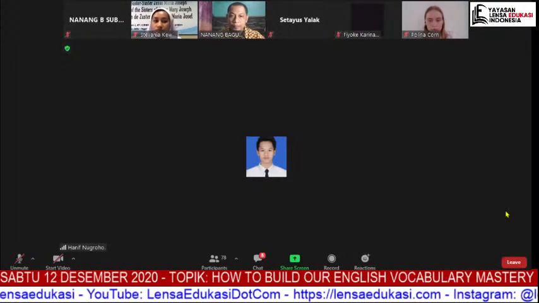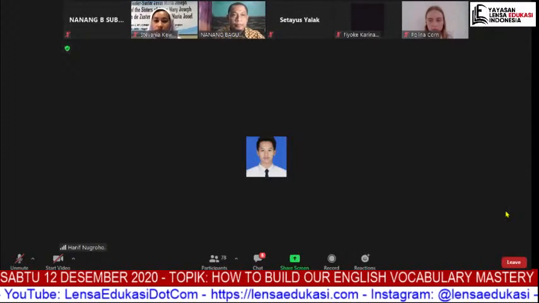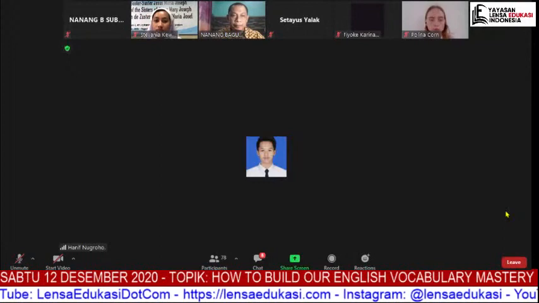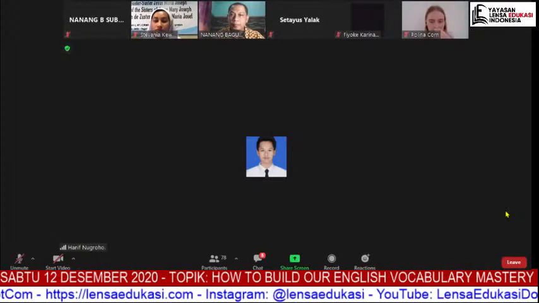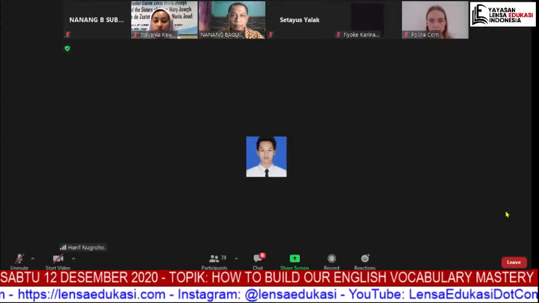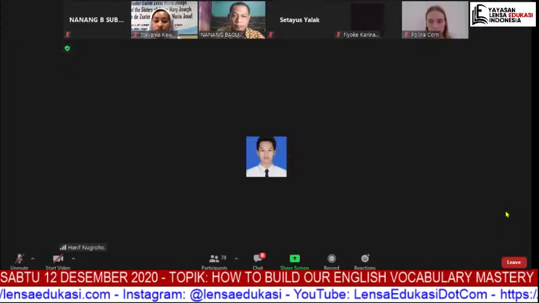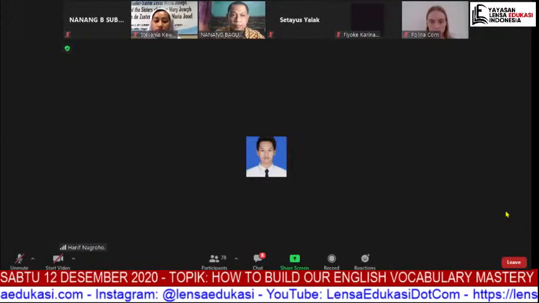The next tip is using games. Look for challenging word games so you can discover new words, for example puzzles, anagrams, and Scrabble. This method is quite fun because it's included in a game. We can play vocabulary puzzles or other word games so we don't get bored quickly.